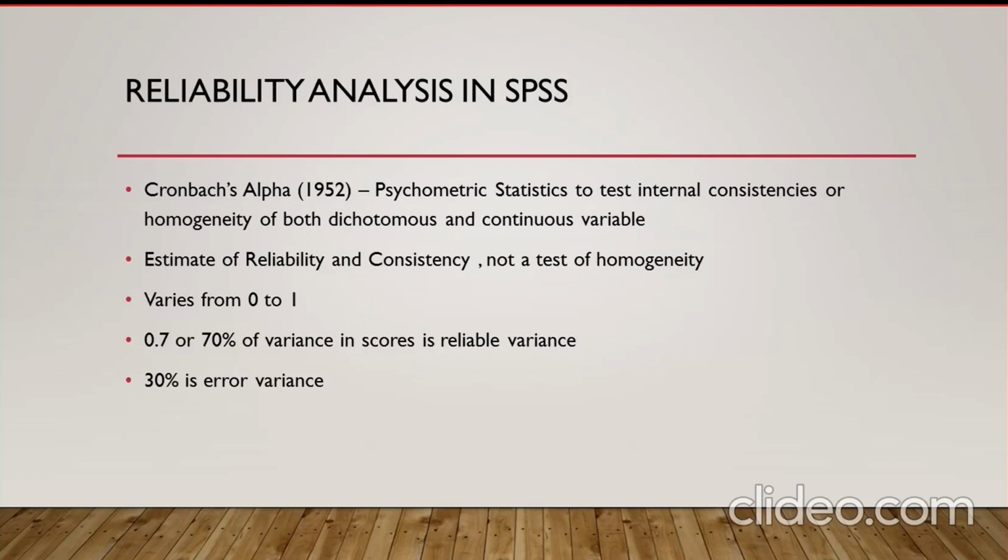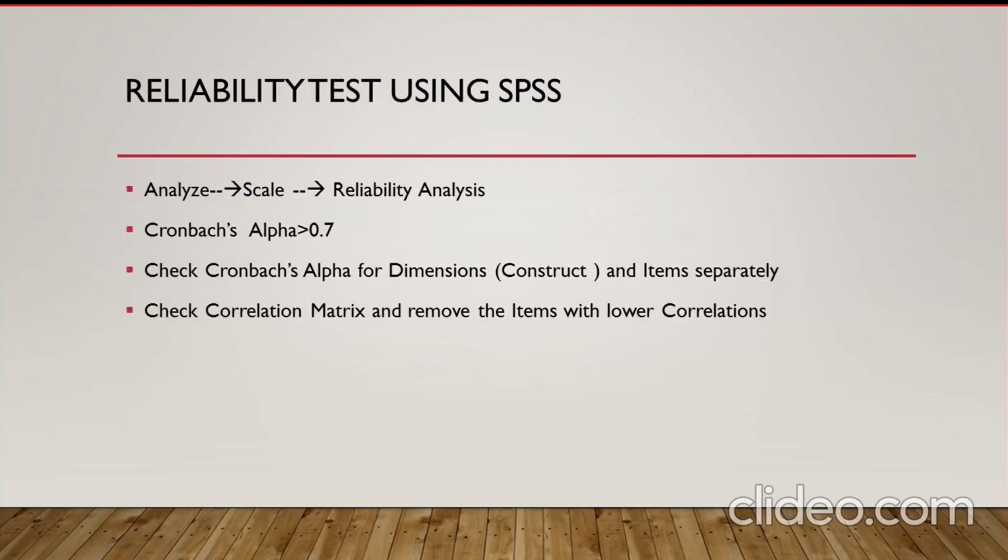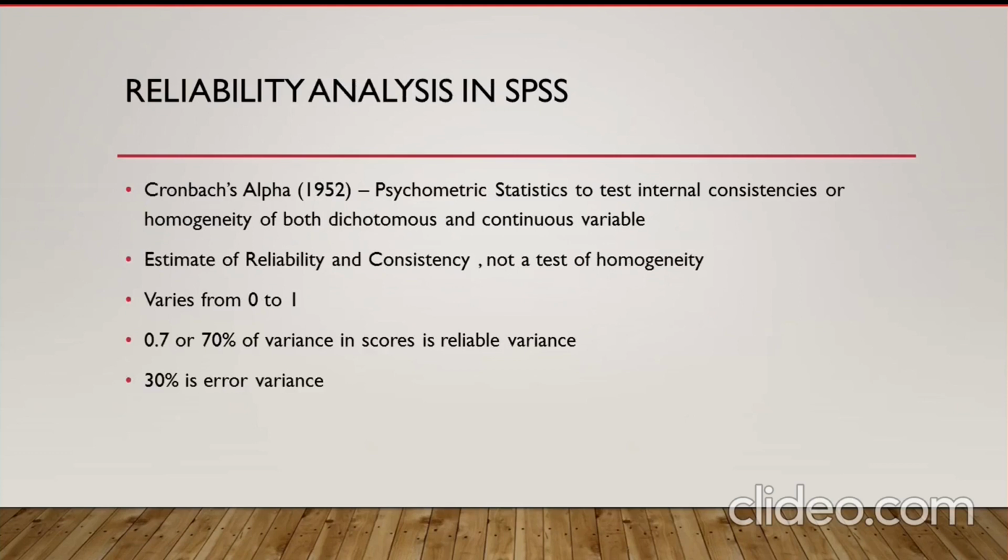So what we are measuring in reliability of research is the consistency of measure. Here we are actually measuring the respondents, and with the instrument of the questionnaire, we are measuring how the people who are given that questionnaire give their responses, their consistency. So how do you go about it in SPSS? Go to analyze, go to scale, go to reliability analysis, and check for the various tests. There will be various tests, such as a correlation matrix between various questions. Cronbach alpha should be more than 0.7, because 70% of variance in scores is reliable variance.